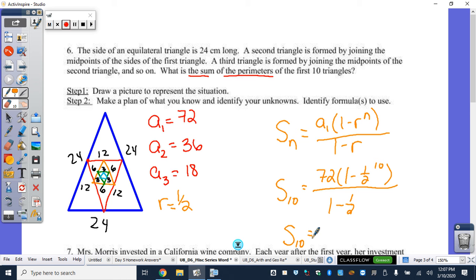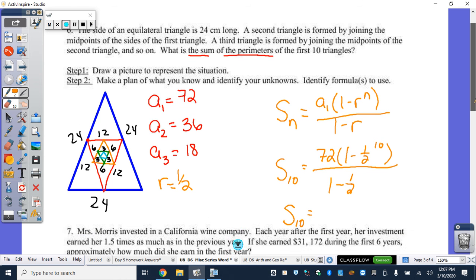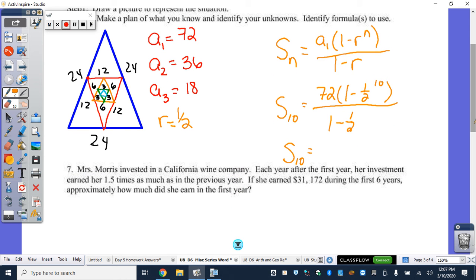So we'll go to the nearest tenth for this one. So go ahead and type it in. Nearest tenth, what is the sum of the perimeters of the first 10 triangles? Should get 143.9. All right.